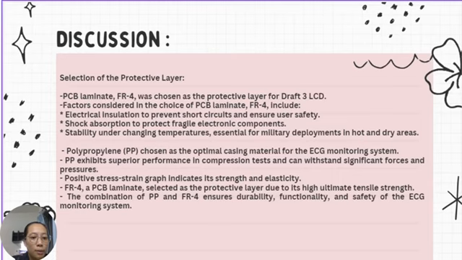Next, polypropylene was chosen as the optimal casing material for the ECG monitoring system. PP exhibits superior performance in compression tests and can withstand significant force and pressure. Positive stress-strain graph indicates its strength and elasticity. FR4, a PCB laminate, was selected as the protective layer due to its high ultimate tensile strength. The combination of PP and FR4 ensures durability, functionality, and safety of the ECG monitoring system.